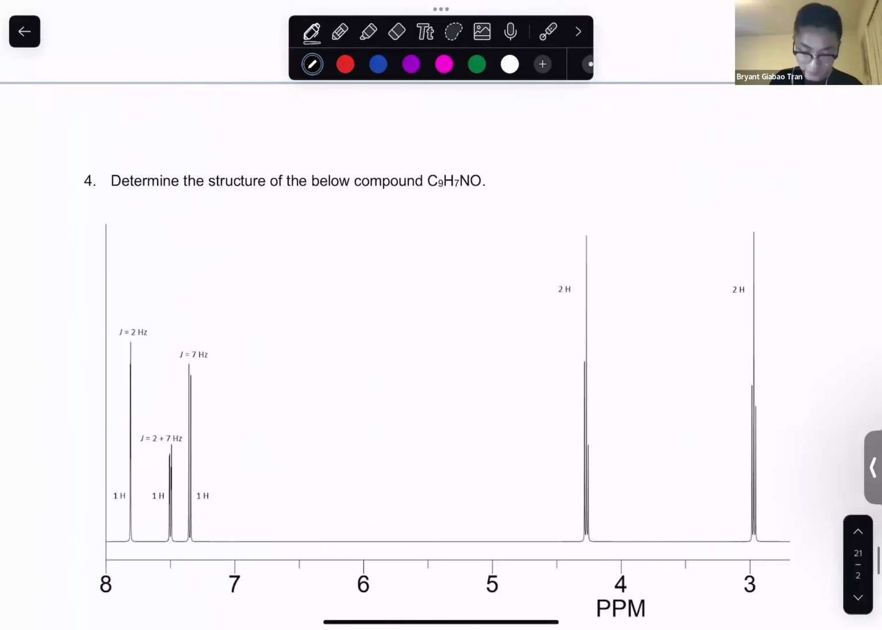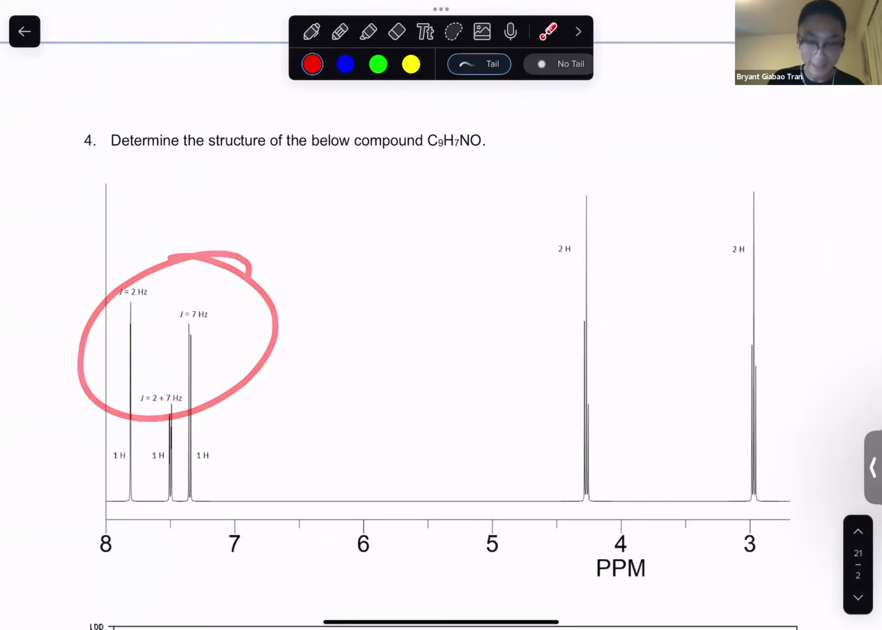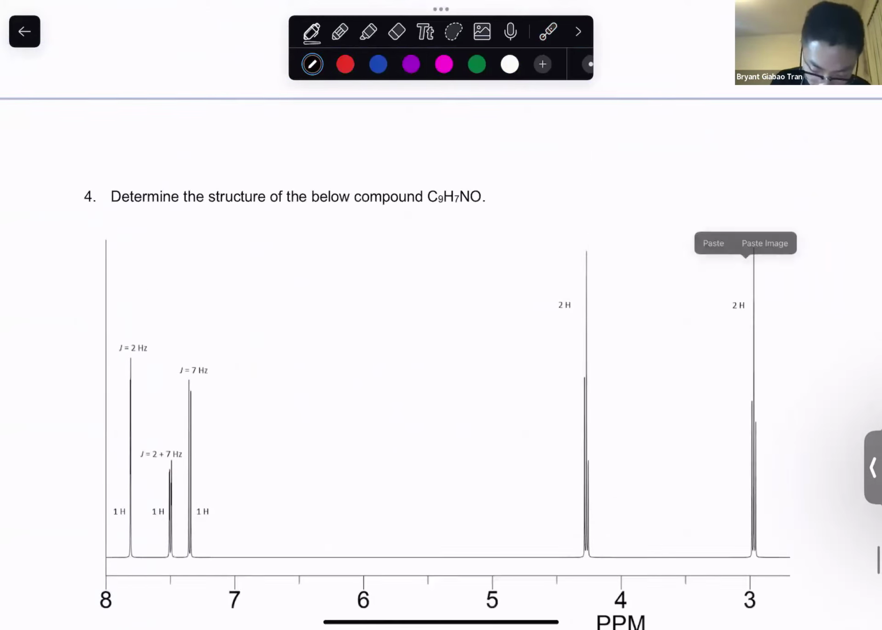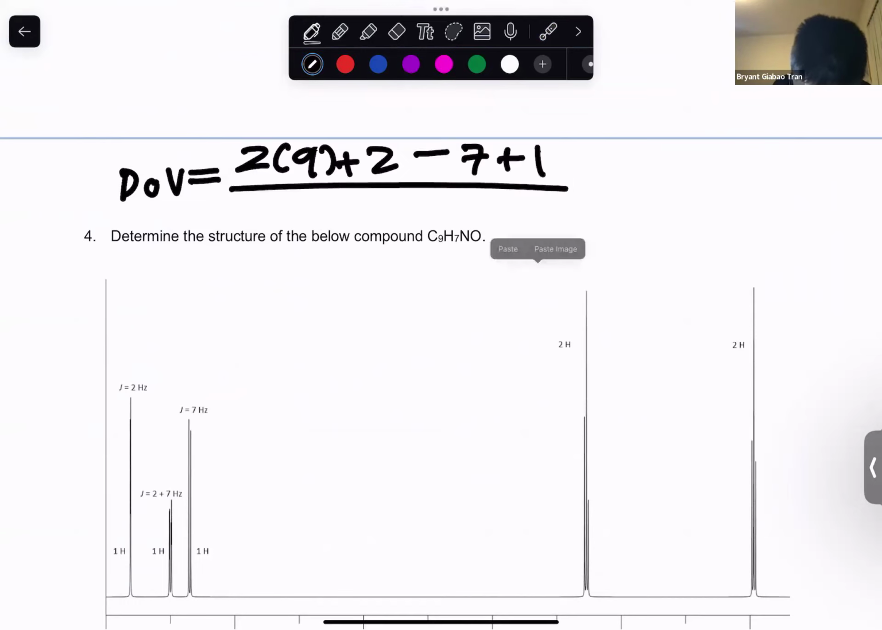So this NMR problem here, I don't agree with the J values, and I'll tell you guys why. First, I calculate the DOU of this chemical formula, which is going to be 2 times 9 plus 2 minus 7 plus 1, all over 2. That's 18 plus 2, 20. 20 minus 7 is 13, plus 1, 14. 7 DOU.